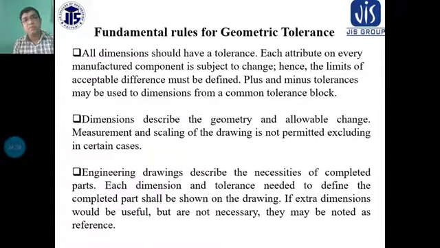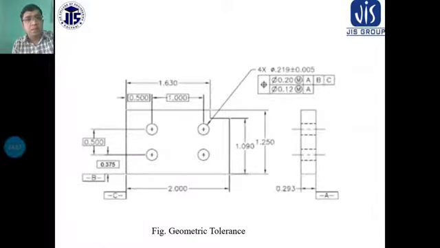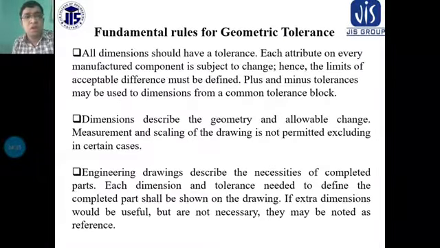That means you have to give the positive and negative. You can see in the previous figures that the positive and the negative are given, which is the common tolerance block concerned. And another thing is that the dimensions describe the geometry and allowable change. That is the dimension.